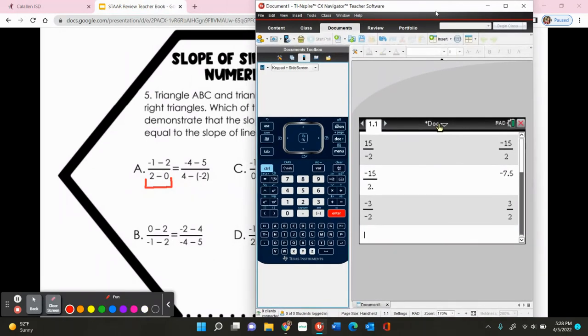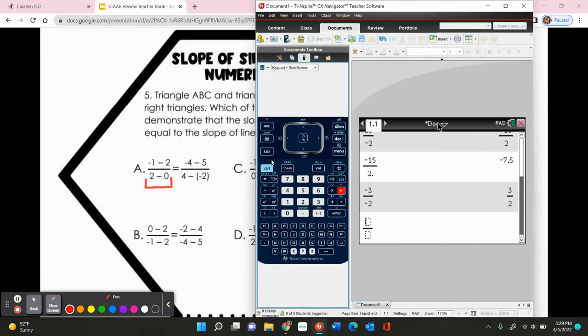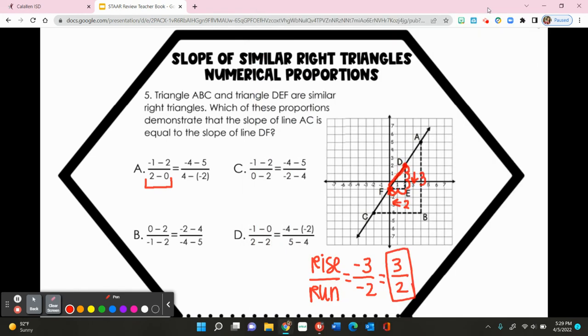So first thing I'm going to do is press Control Divide. On the top, I have negative 1 minus 2. On the bottom, I have 2 minus 0. When I press Enter, we see that our slope is negative 3 over 2. Now, since our slope is 3 over 2, negative 3 over 2 and a positive 3 over 2 are not the same. So A cannot be our answer.